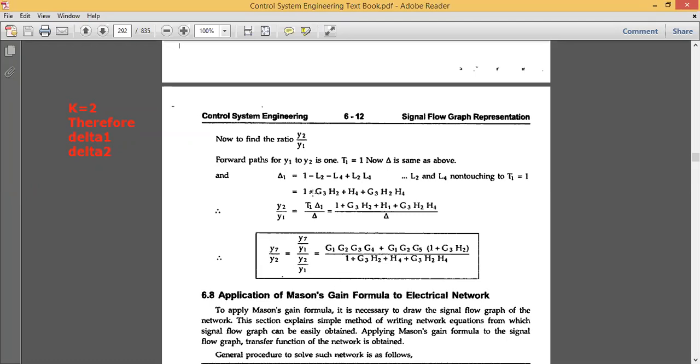So it becomes 1 plus what is L2? This value, plus what is L4? That is minus H4, which becomes plus H4, plus what is L2 L4? That is G3 H2 and H4, divided by delta. The divided by delta is nothing but this value. Simply you put the value of L2, the value of L4, and the value of the combination of these two, which is equal to 1. So in this way they go for finding the transfer function.